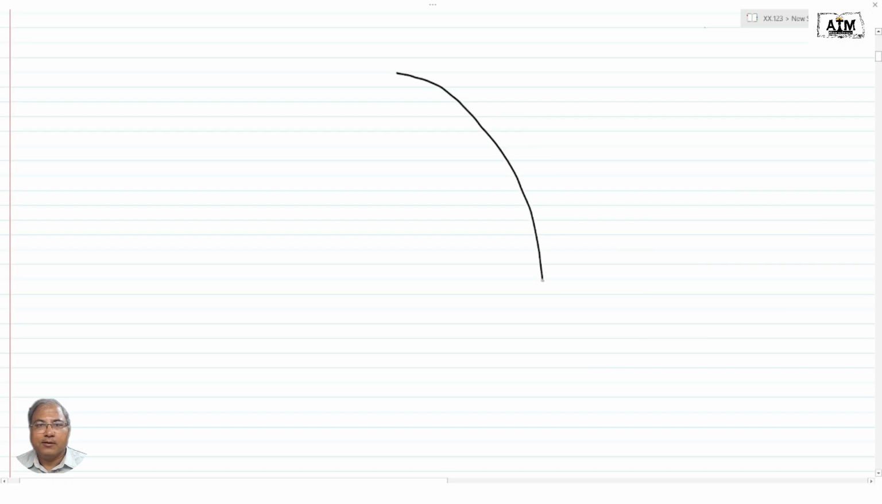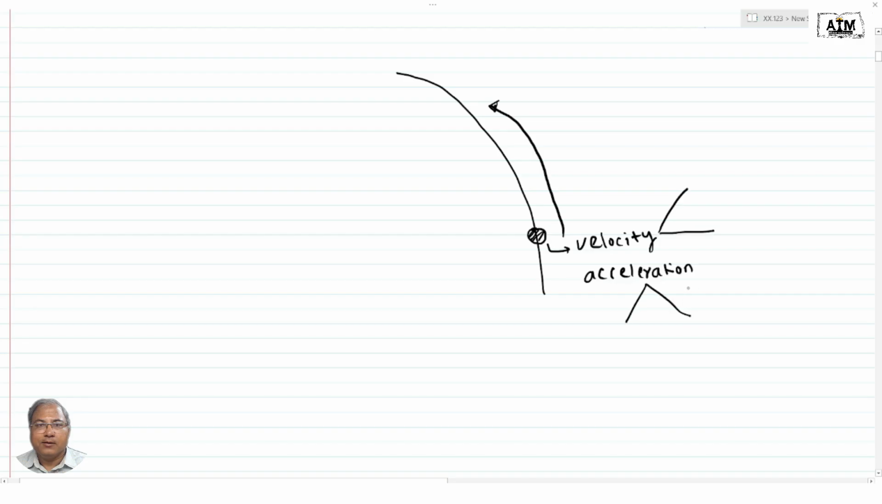Suppose we have a curve. This is a curve, of any shape. I have drawn this shape, but the curve can have any shape. And on this curve, there is a body, and this body is moving on this curve in a particular direction. So this body, which is moving along this curve, will have velocity and also has acceleration. So this velocity has two components and this acceleration also has two components.